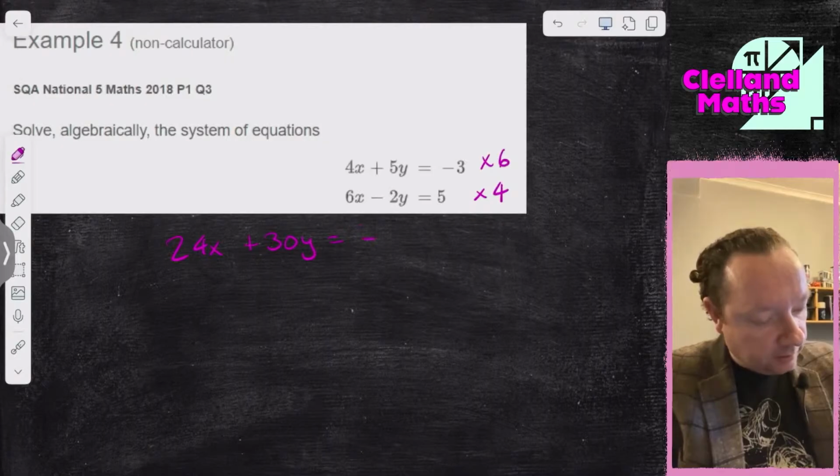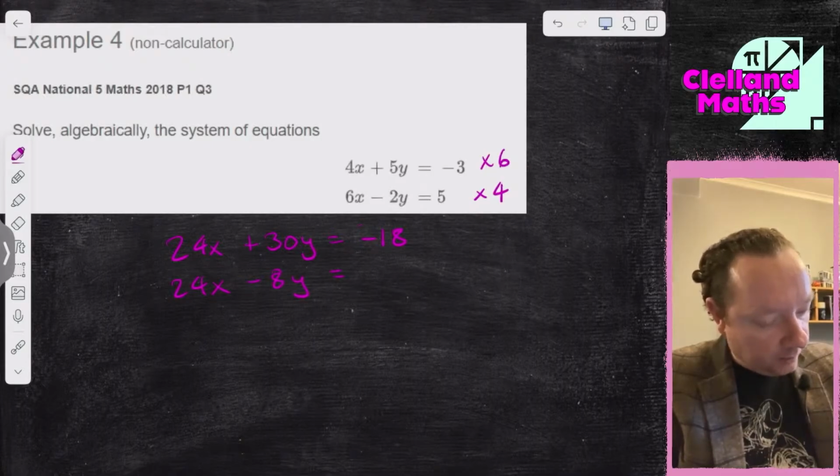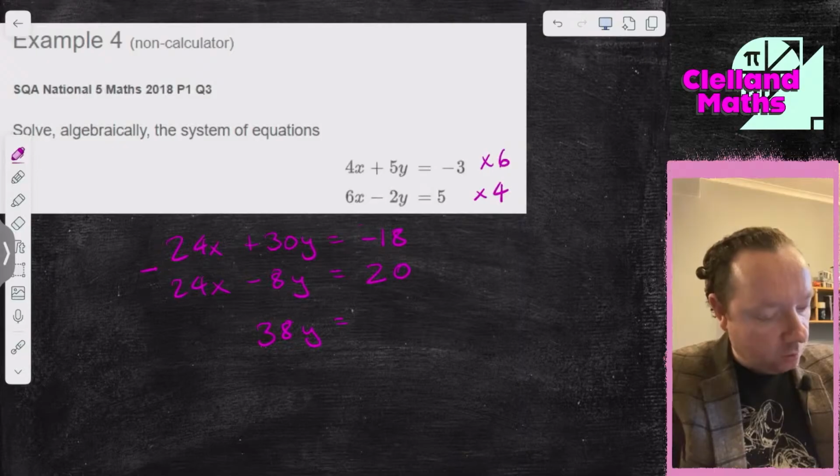And 6 3s is minus 18. That's fine. 4 6s is 24x, 4 2s is 8y, and that equals 20. So with these ones, the signs are the same, so we can take away. So 30 minus minus 8 is 38y. And minus 18 minus 20 is minus 38. Well, that looks okay now. So y is minus 1.